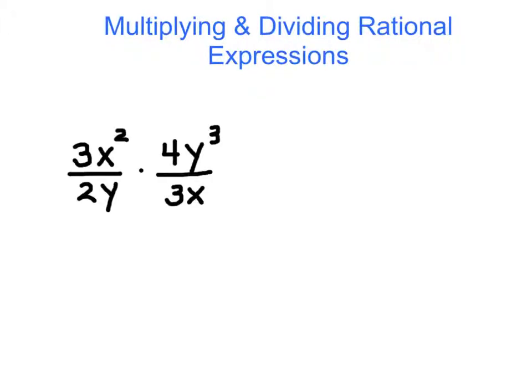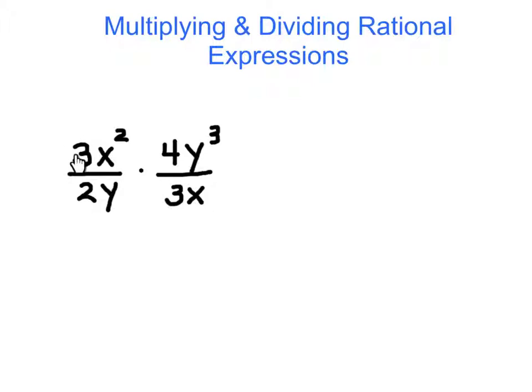Here, we're going to look at multiplying and dividing rational expressions. Here we have the product of two rational expressions. What we're doing here is we're multiplying the numerators and the denominators. So we have 3 times x squared times 4 times y cubed in the numerator, and in the denominator we have 2 times y times 3 times x.